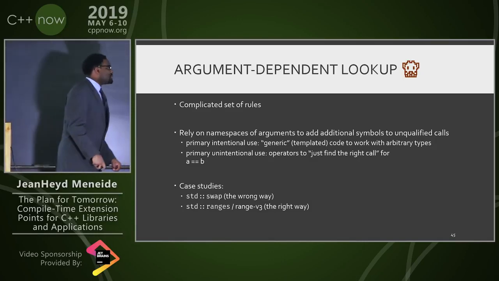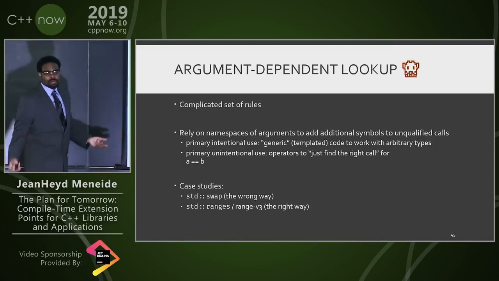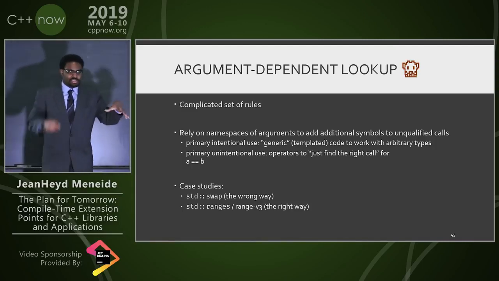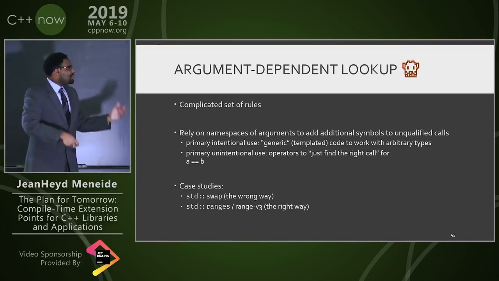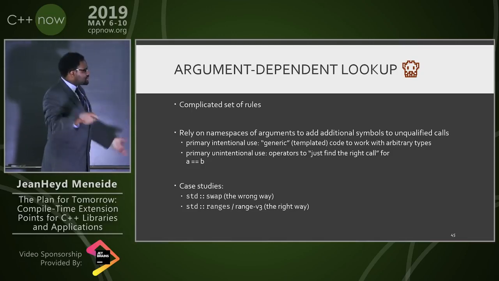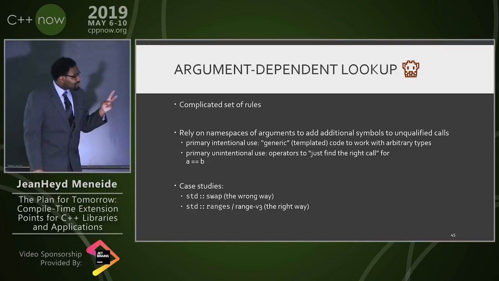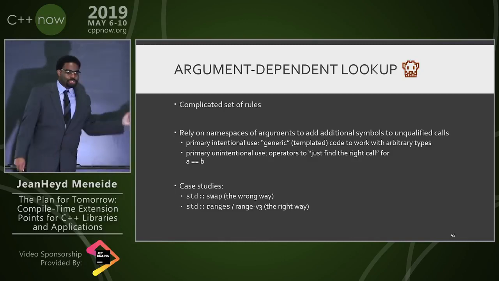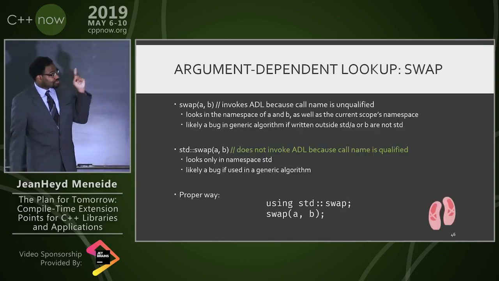But the reason why ADL exists is for calls like this, A equals B. You need to find the right operator. So you look in the friend inside the class, you look in the general namespace, you percolate up, you get all the symbols, and then you perform overload resolution, and you do all that stuff. So we have two case studies for how ADL is supposed to work: std::swap, which is the wrong way to do it, and std::ranges, or range-v3, which is the right way to do it. Let's dig in.